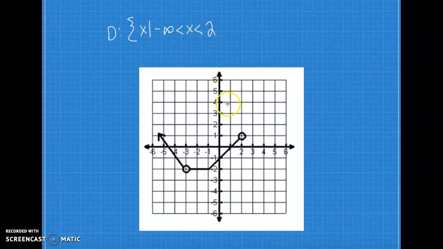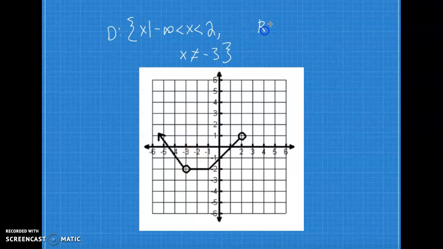And it doesn't hit 2 because there's an open circle there. But one other item you have to put in your domain is that x is not allowed to be -3 because we have a hole there. So this one's kind of a tricky domain because you're putting a couple of conditions on it. So our domain goes from -infinity to 2, but x is not allowed to be -3 either.